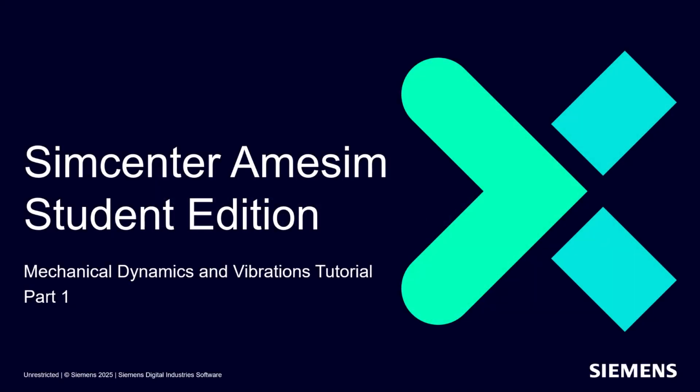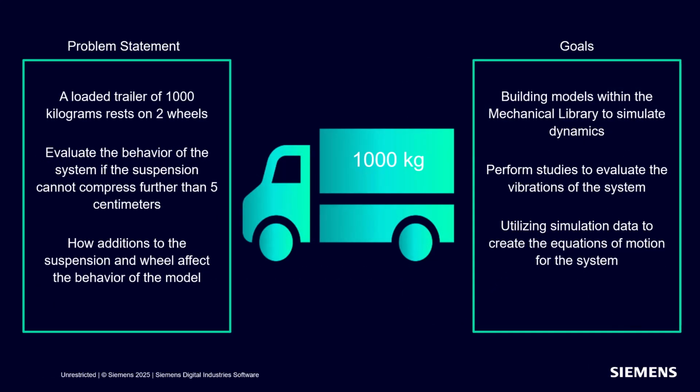Welcome to a SimCenter AIMSIM Student Edition tutorial solving a problem of machine dynamics and vibrations. The problem statement is that a loaded trailer with a mass of 1,000 kilograms rests on two wheels. Evaluate the behavior of the system if the suspension cannot compress further than 5 centimeters. Also, how do additions to the suspension and of wheels affect the behavior of the model?